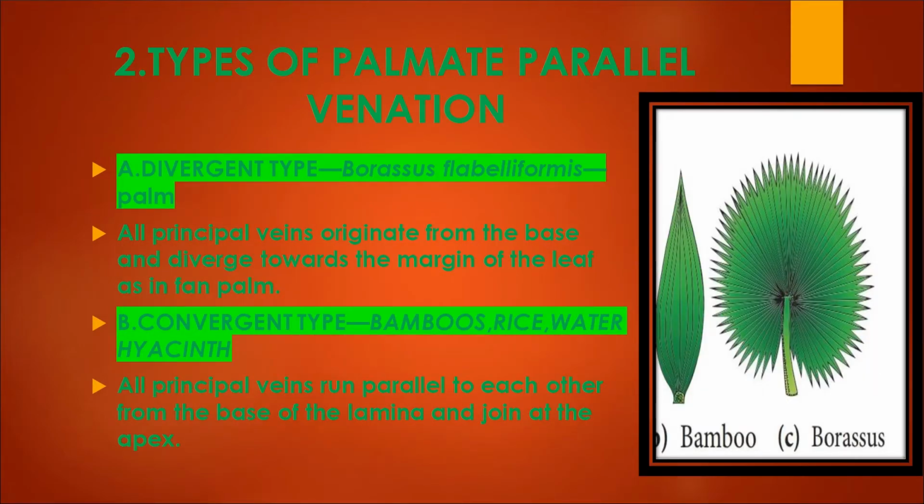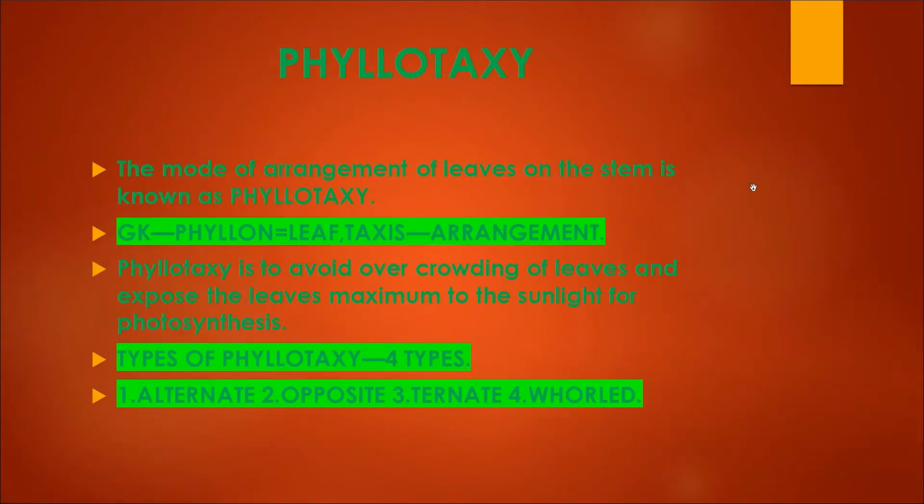In divergent, example, Borassus, that is palm, Panaimaram, all the principal veins originate from the base and diverge towards the margin of the leaf, like a fan palm. And a convergent type is in the bamboo leaf, where they converge at the tip. Even in rice and water hyacinth, all the principal veins run parallel to each other from the base of the lamina, and they join at the apex of the lamina.